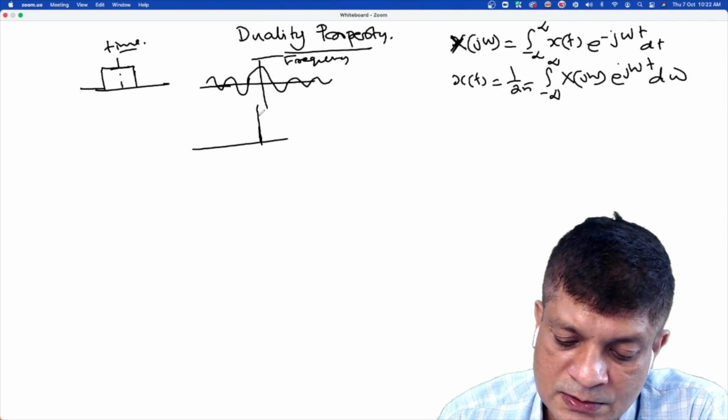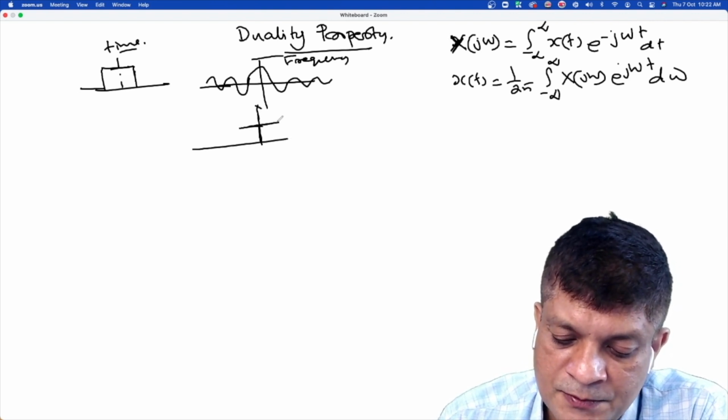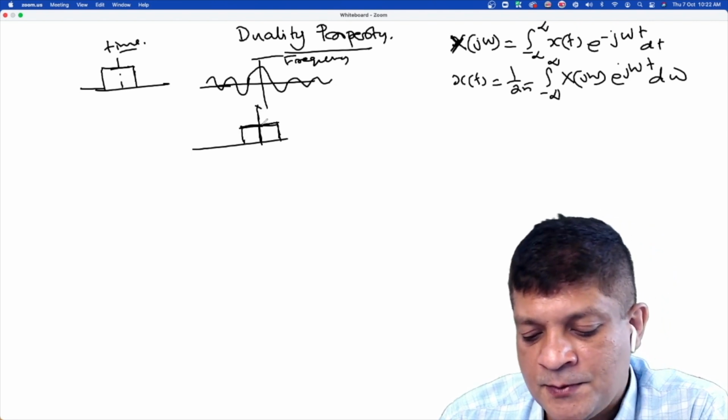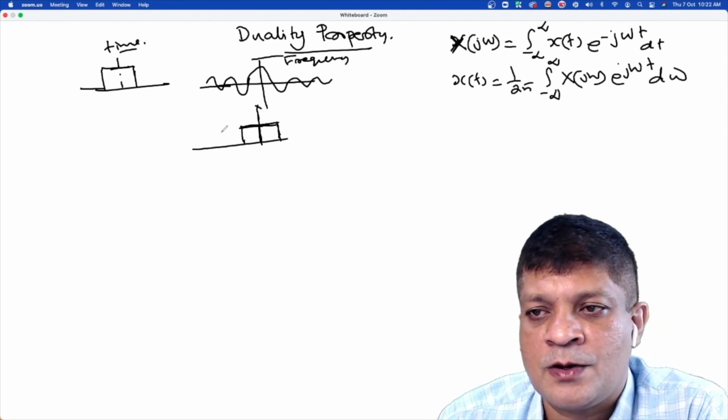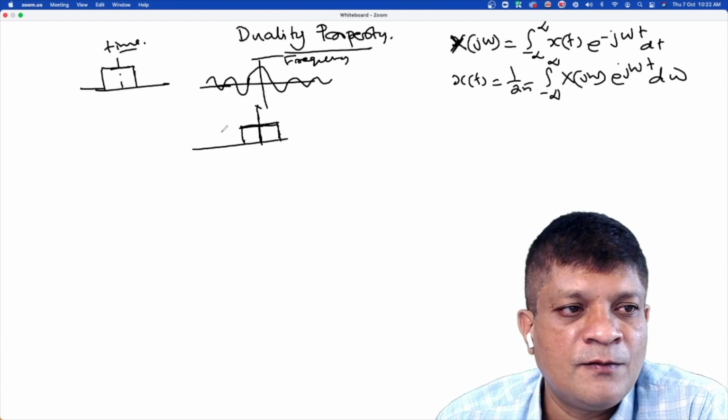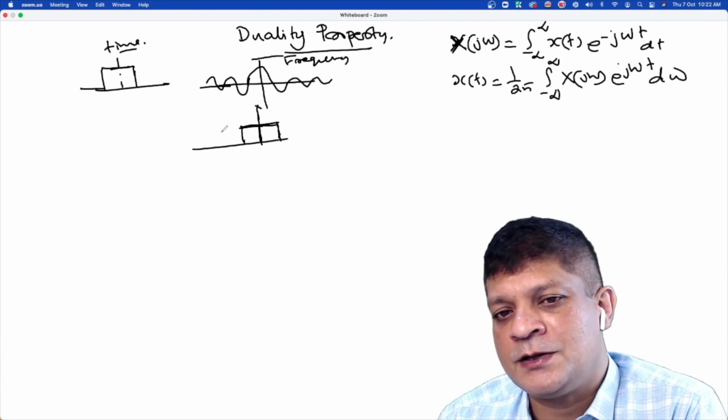Then we considered this example also. If the shape of the spectrum is a rectangular pulse in the frequency domain, what is the signal in the time domain?